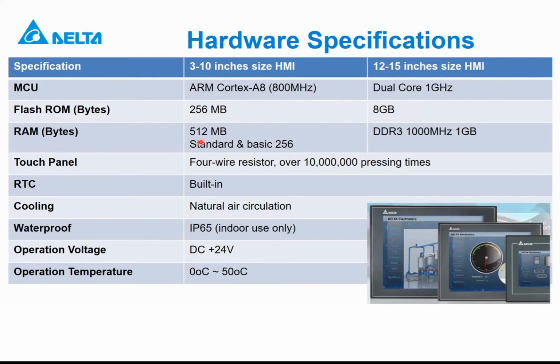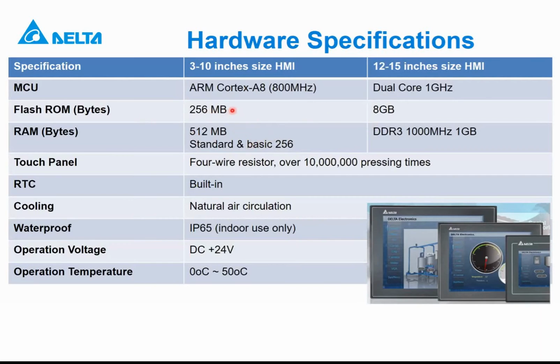You also have the RAM. The RAM is where your memory is saved temporarily. The size of the RAM for these 3 to 10 inch is 512 megabytes, and for the 12 to 15 inch is 1 gigabyte. So with the RAM, if you have a value in this RAM area and you power off the HMI, the value will be lost. So it's just a temporary storage of your machine data.